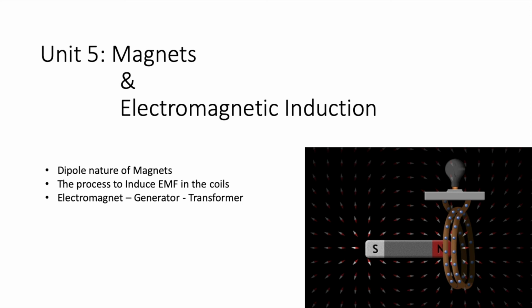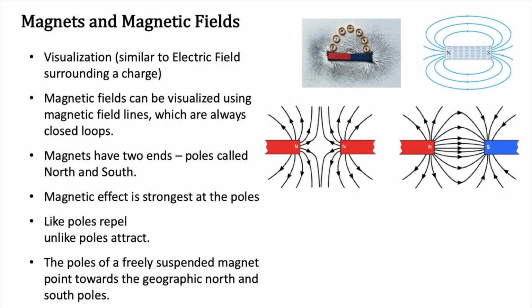Basically, we'll look into how current is produced in a factory or in a hydropower plant or nuclear power plant or the coal power plant. So we'll look into electromagnet, generator, transformers, their basic working principle by means of some of these simulations. So this is the basics of magnet.